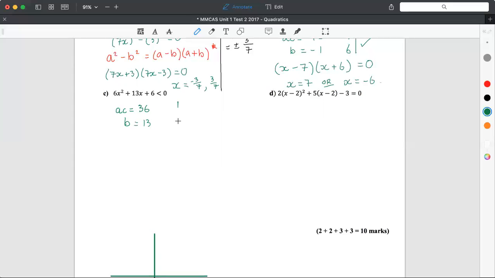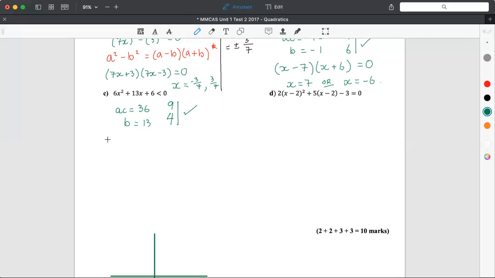If you need to go back and practice factorizing monic and non-monic quadratics, this is the type of skill that you'll need to be able to do to solve quadratic inequalities. So what multiplies to give 36 and adds to give 13? 9 and 4, both positive, seems to work pretty good for me.